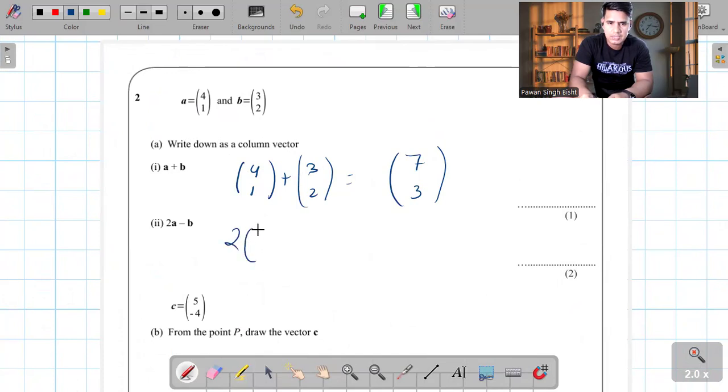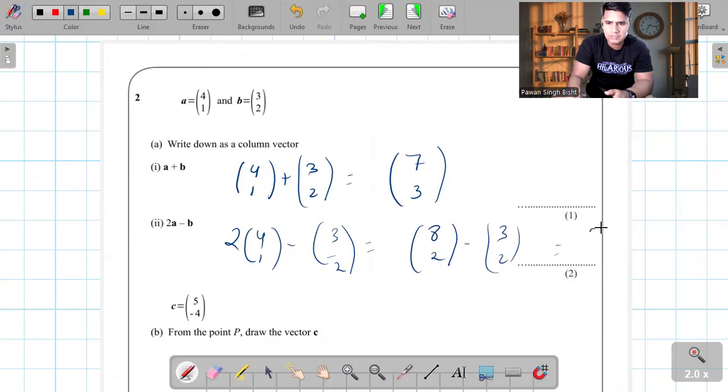So 2a is 4, 1 and b is negative 3, 2. Now you know how to solve it. Multiply 2 in the bracket. So 8, 2 minus 3, 2. So 8 minus 3, 5, 2 minus 2, 0. That will be your answer.